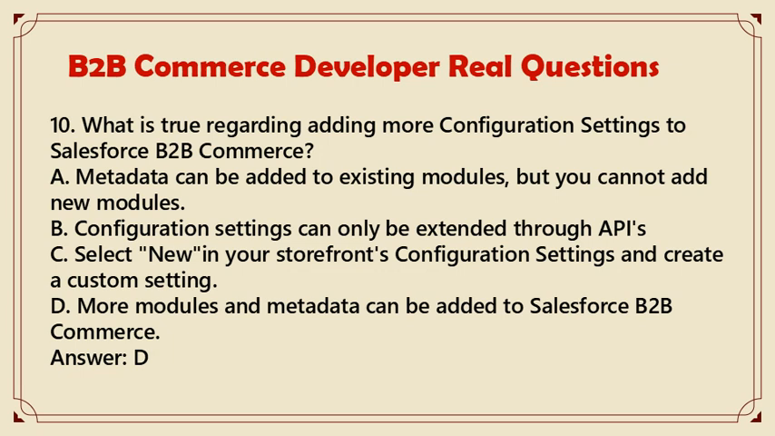10. What is true regarding adding more configuration settings to Salesforce B2B Commerce? A. Metadata can be added to existing modules, but you cannot add new modules. B. Configuration settings can only be extended through APIs. C. Select New in your storefront's configuration settings and create a custom setting. D. More modules and metadata can be added to Salesforce B2B Commerce. Answer. D.